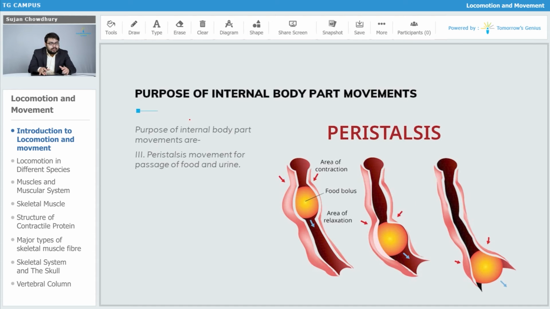And also the urine that is being produced by the kidneys comes down to the urinary bladder by the same rhythmic contraction process. These rhythmic contraction processes of several tubes in our body are referred to as peristalsis. And definitely these are very important for us.